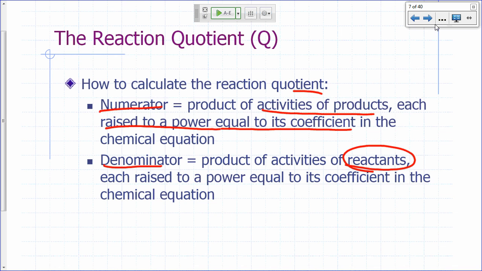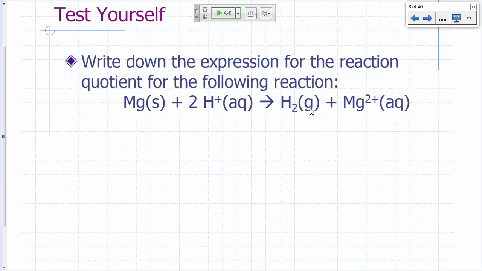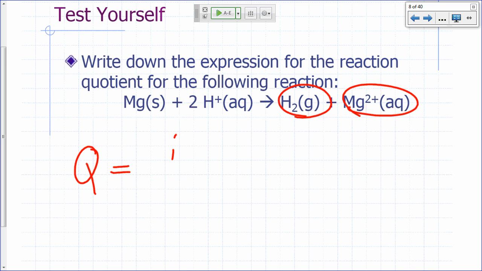Let's illustrate that with this example right here. What would be the reaction quotient for this reaction? What are our products? H2 and magnesium ion. So what is the activity of H2 gas? The numerical value of the partial pressure of H2 in atmospheres. So it's the partial pressure of hydrogen. Okay, it's unitless.